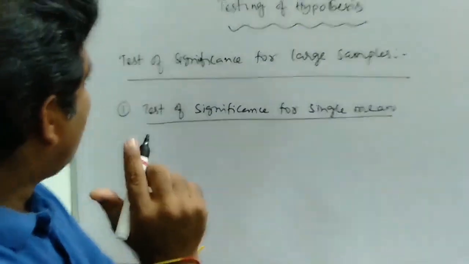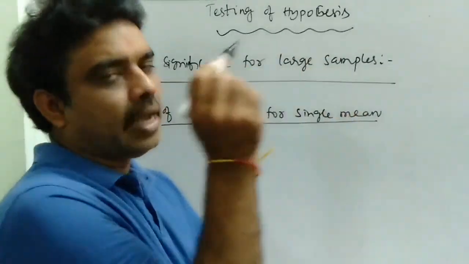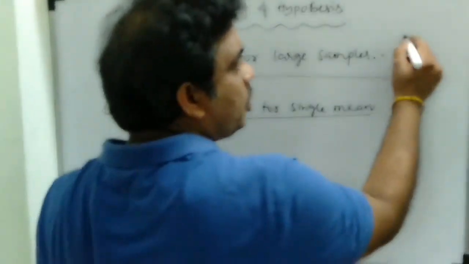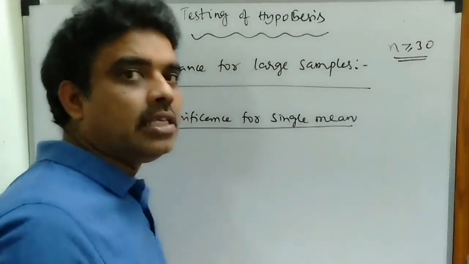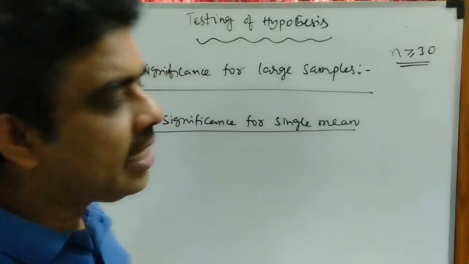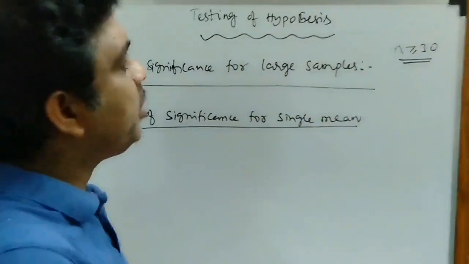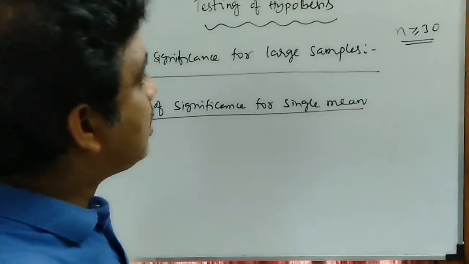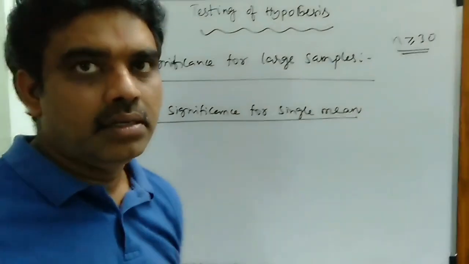In this, we go for the first test of significance for large samples. We know that if n is greater than or equal to 30, the sample is said to be a large sample. If n is less than 30, the sample is said to be a small sample. Now in the first phase, we are looking at large sample tests. In that, the first model is the test of significance for single mean.